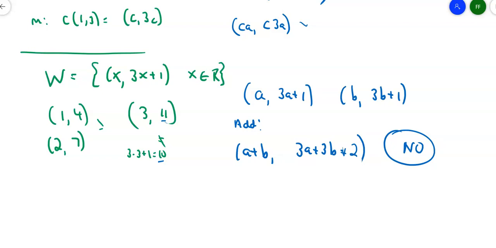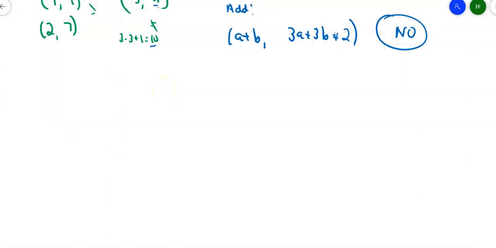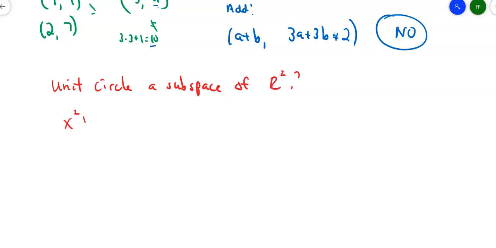All right, let's look at another case. Is the unit circle a subspace of R2? Ooh. Is the unit circle a subspace of R2? Well, what is the unit circle? The unit circle is the set of all the x squared plus y squared equals 1s.